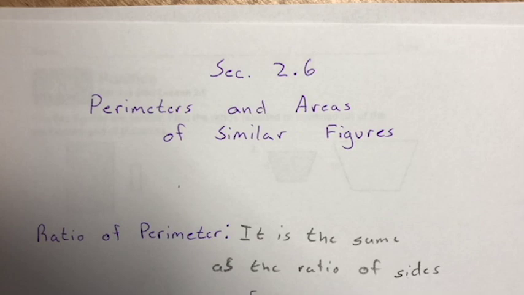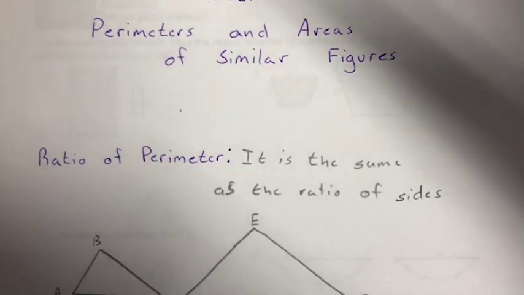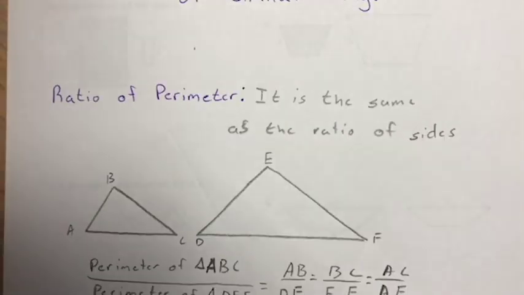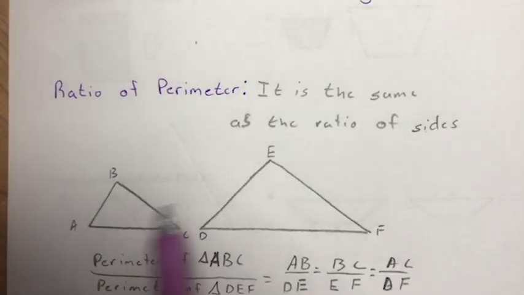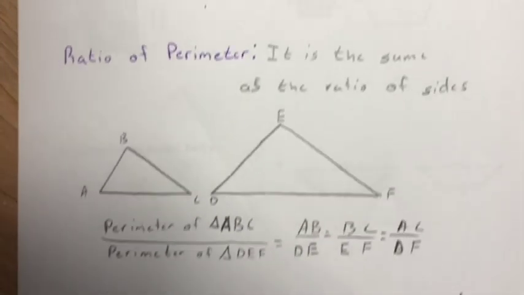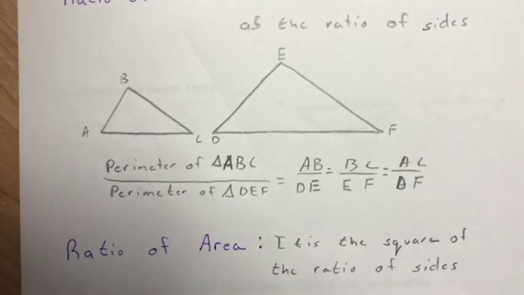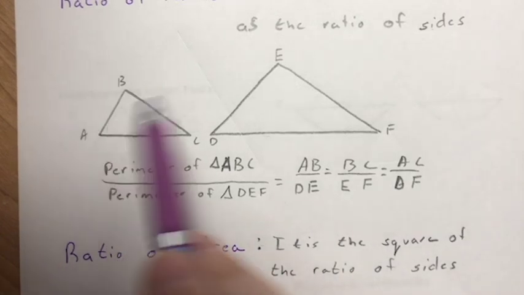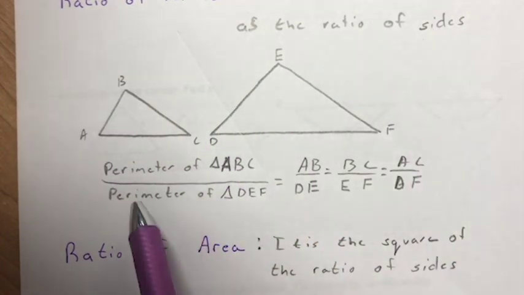In this section 2.6, we're going to be talking about perimeters and areas of similar figures. First off, the ratio of a perimeter. If you know the ratio of the sides, then you know the ratio of the perimeter, because it is literally the same as the ratio of the sides. This gives an overly complicated mathematical definition, but I'll show you a better example in just a second, and you can write this down. Basically, if you know this ratio, then you know the ratio of the perimeter, okay?